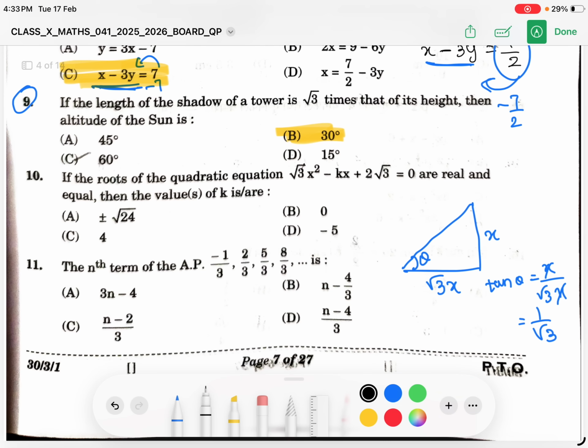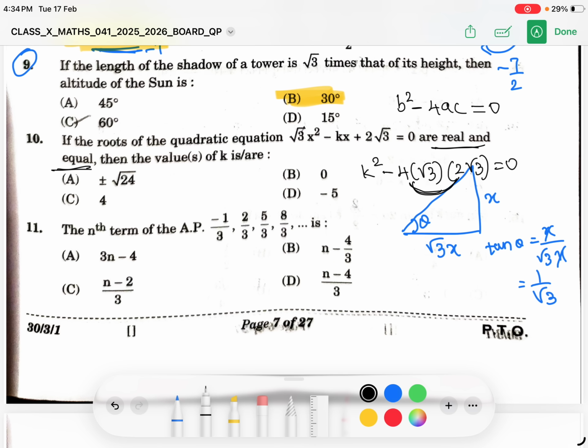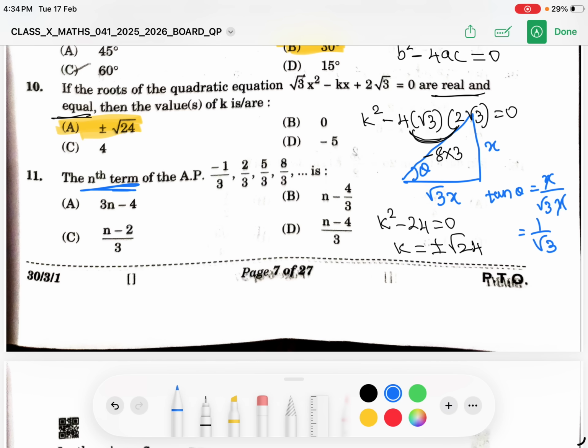Next, 10th question. If the roots of the quadratic equation root 3x square minus kx plus 2 root 3 equal to 0 are real and equal. So real and equal it is there. So we know that b square minus 4ac is equal to 0. So here b is equal to k, square, minus 4a, root 3, c, 2 into root 3 equal to 0. So 4 2s are 8, 8 into 3 is 24. So k square minus 24 equal to 0 and k equal to plus or minus root 24. Option A.